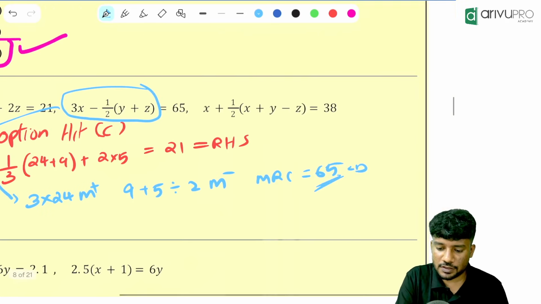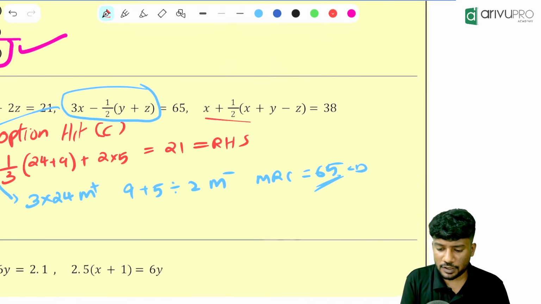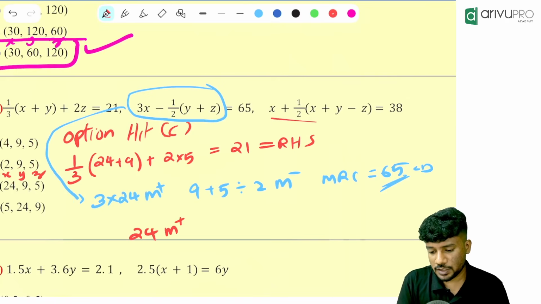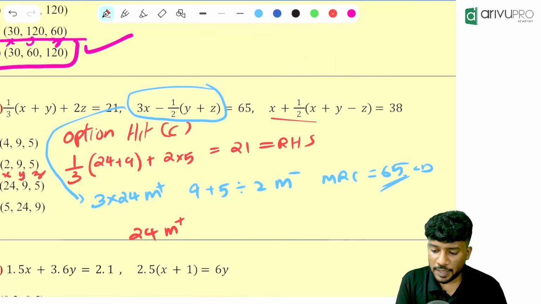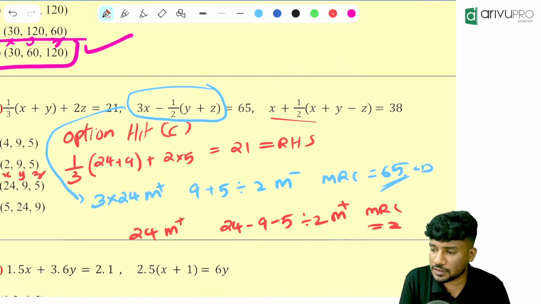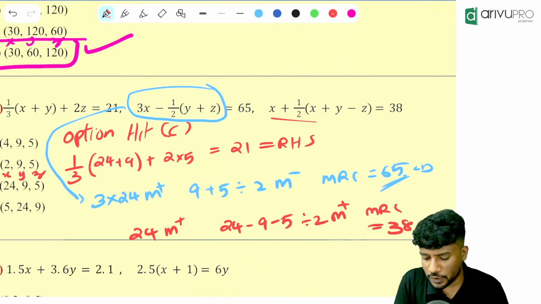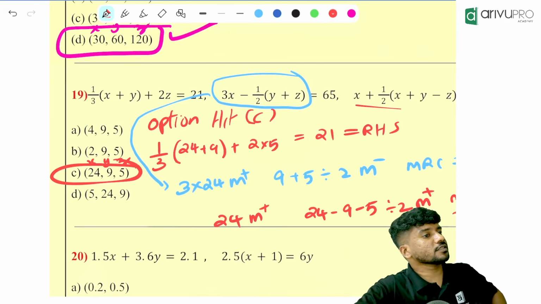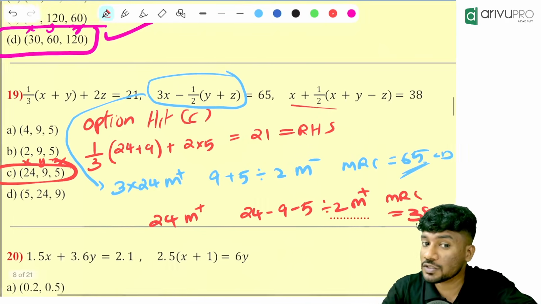Almost that's your answer. Then also I will write the calculation method. So you will type x. X is how much? 24. Then you will click M plus. Then x plus y minus z, that is 24 minus 9 minus 5. Then divide by 2, you will click M plus, then MRC. Are you getting 38, people? Which is equal to your RHS. Which option is the right answer then? Option C is the answer. Right answer, people. So this is the approach.